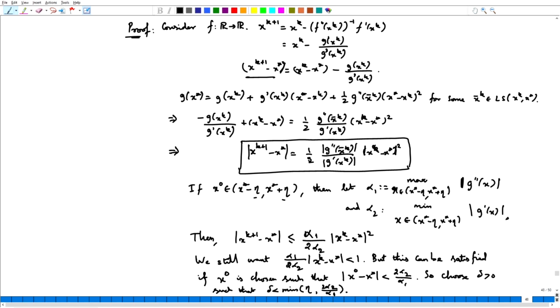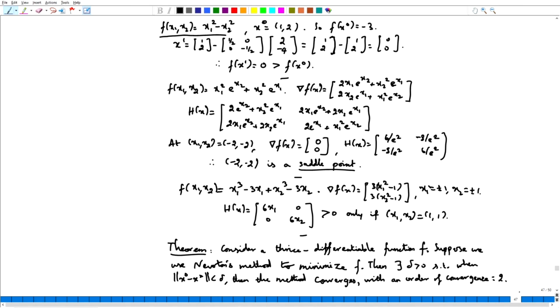then you can see that mod xk plus 1 minus x star is less than or equal to some number into mod xk minus x star, and that number is actually less than 1. And you have also made sure that the convergence is quadratic. So, that is actually the proof. That is a good result: if you have any thrice differentiable function, then local convergence is guaranteed and the order of convergence is also equal to 2.